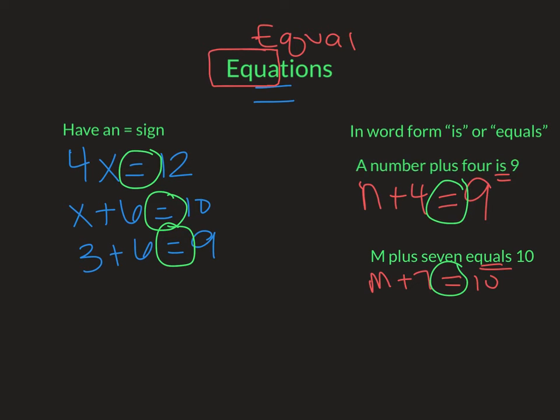So remember, equations have the equal sign. That's our cue. That's what we're looking for. In word problems, we're looking for words that mean equals. So we might say is, or we might see equals. We might even see equal to. Okay, something that lets you know that it's equal to something.